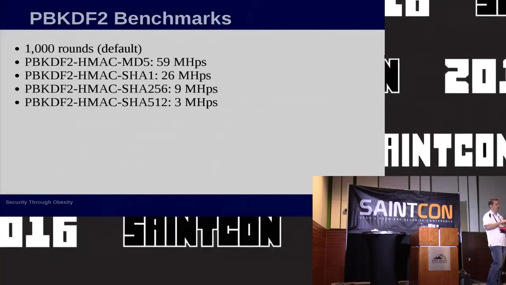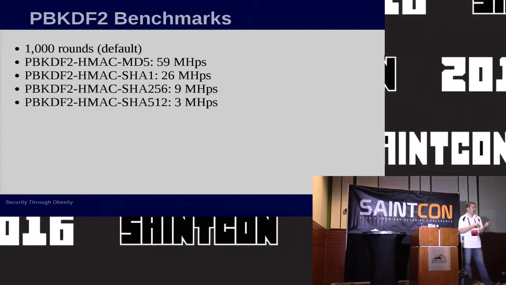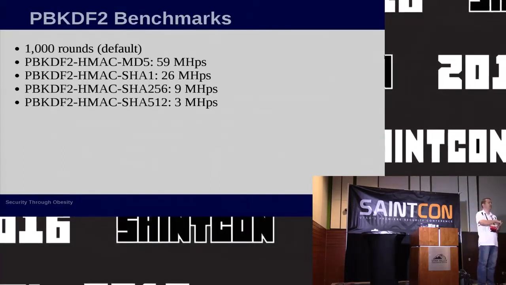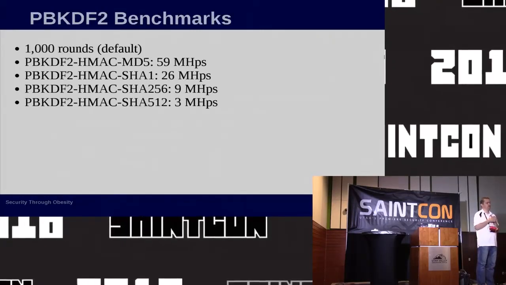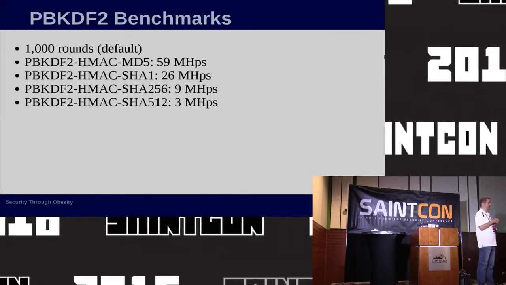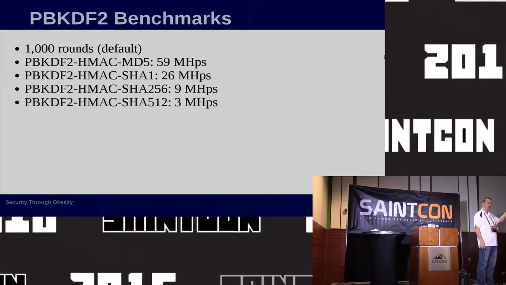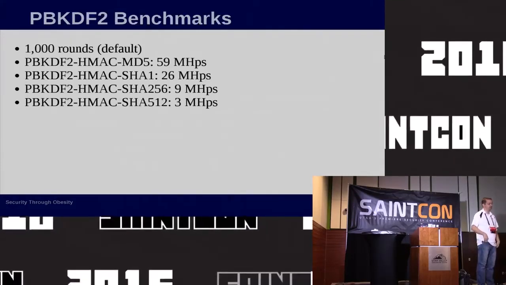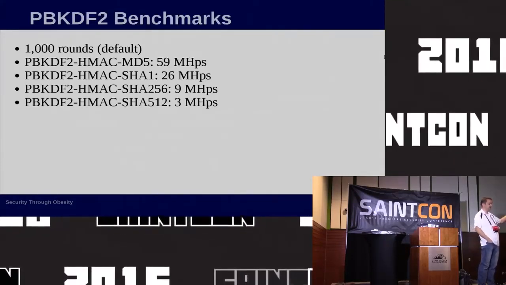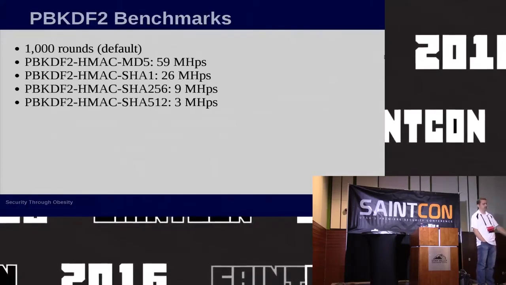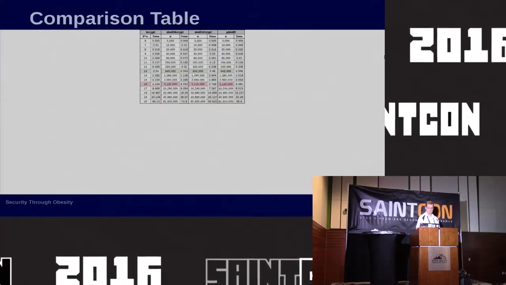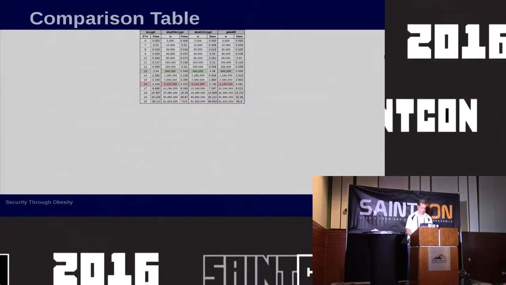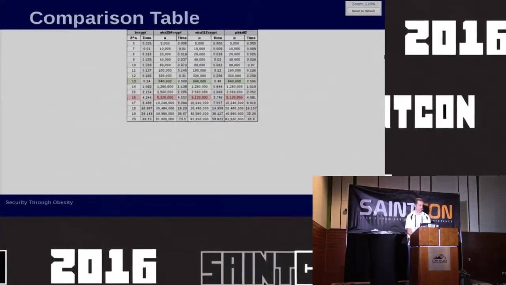HMAC just stands for a hash-based message authentication code. This is what is used to authenticate data across endpoints. I can get into the details, but those are the separate things that were used in the benchmark, and we can see those results everywhere from 59 megahashes per second down to 3 megahashes per second. All right, that table's kind of small. I don't know if you can see that very well. Let me make it bigger.